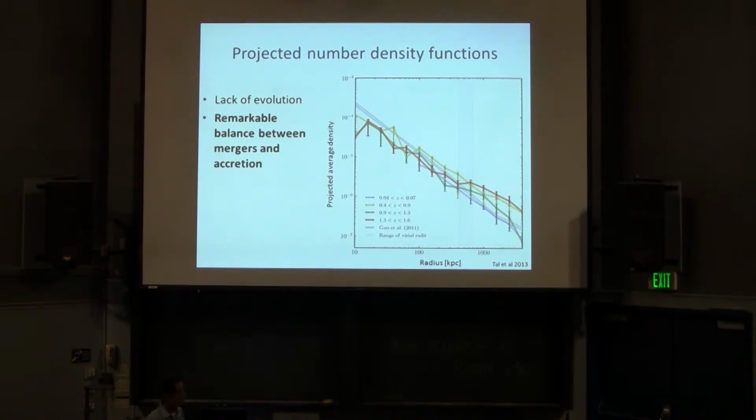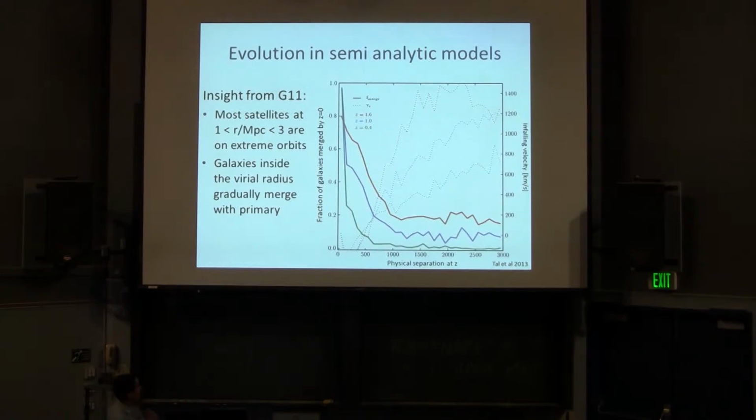And an additional nice thing here is that you might notice that the gray curve, which is the prediction from the Gu et al. semi-analytic models, actually lies on top of our observations. And the nice thing about this is that we can then go and see what happens to satellite galaxies in the SAM. And this is a little busy, so I'll walk through it slowly.